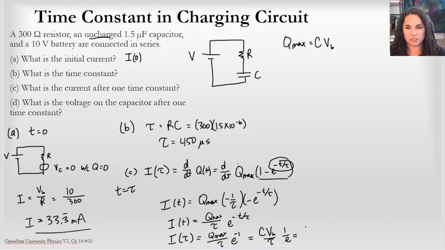So let's see, the capacitance is 1.5 times 10 to the negative 6th. The voltage is 10. The tau is R C. Oh, I already found it. 450 times 10 to the negative 6, that's tau. And then I have e on the bottom. And when you run those numbers through your calculator, this cancels with this, and then we divide by e, and it's going to be a little bit of a smaller number. I get 12.26 milliamps. That will be the current after one time constant.